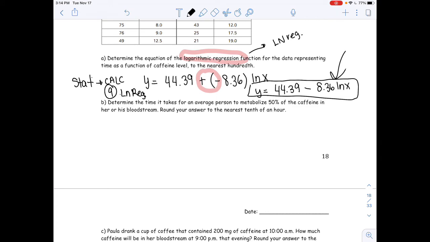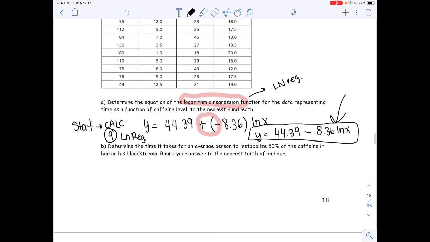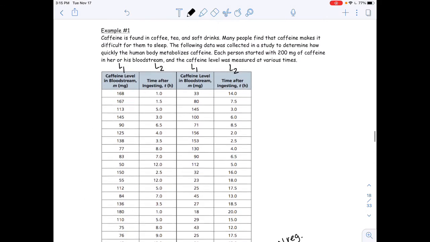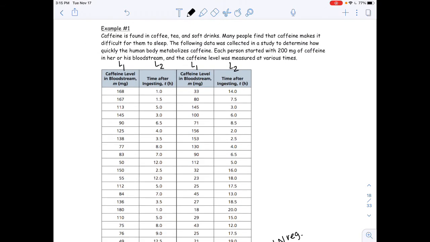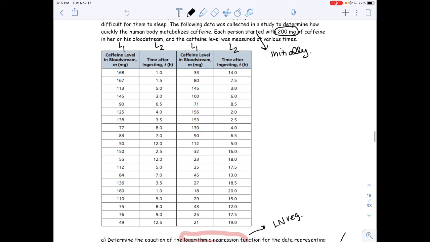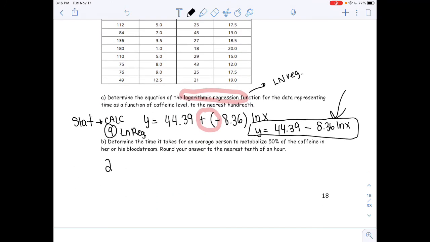B, determine the time it takes for an average person to metabolize 50% of the caffeine in his or her blood. Okay, well, how much caffeine was in their blood to start? Let's start with what was in the actual cup. So if you read the question, it tells you that each person started. Started means initially. So whatever they initially had or initially started with, that's your y-intercept value. So we know we started at 200 milligrams.